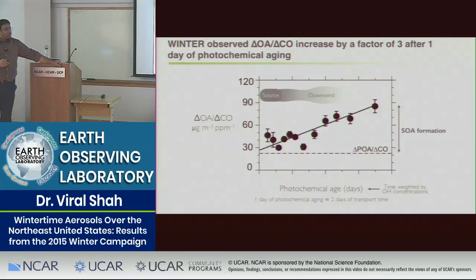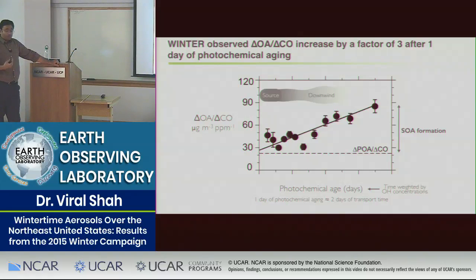And this is exactly what we find in the winter campaign. So I'm showing the ratio of the enhancement of organic aerosols and carbon monoxide to the photochemical age, which is related to the transport time, but it also takes into account the oxidation that is happening. And we see this increase in this ratio. It's about 30 near the source regions, where there is almost no secondary organic aerosols. And by about 1 day of processing, or 1 day of photochemical age, that ratio increases by a factor of 3. So this whole area, this is all new organic aerosol that is formed downwind of the sources.